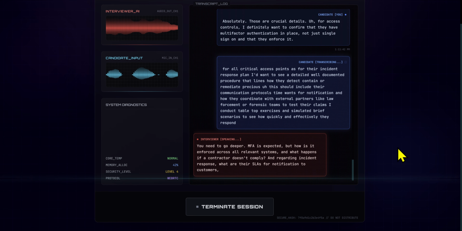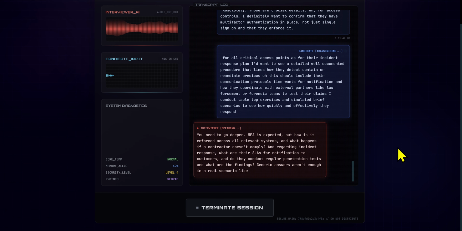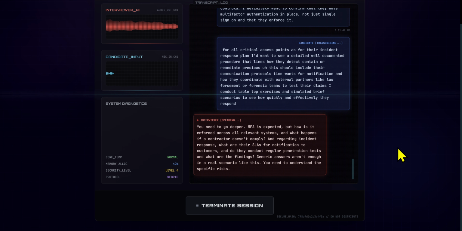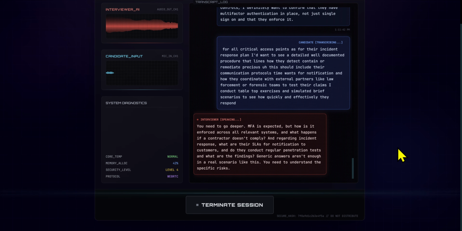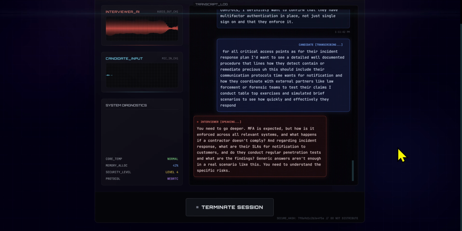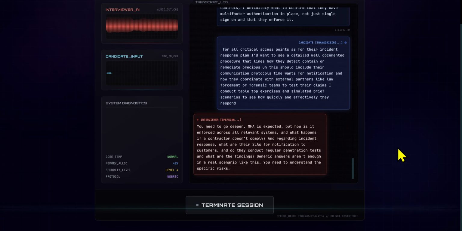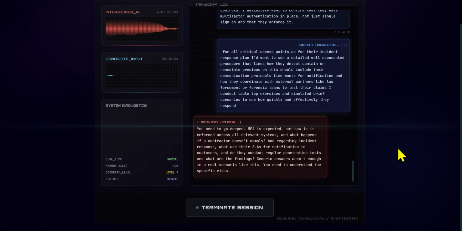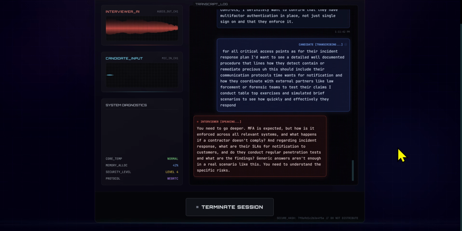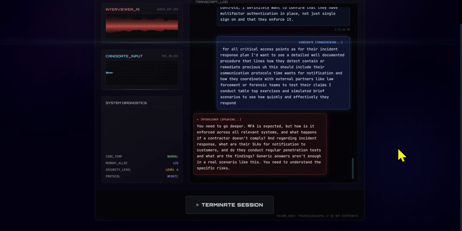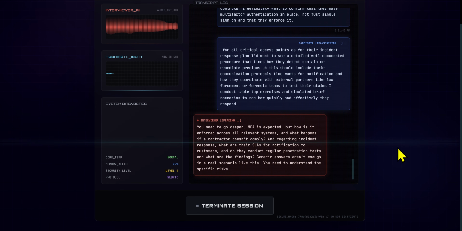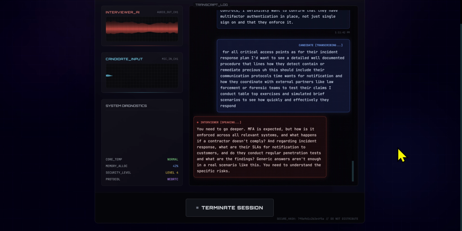MFA is expected, fair. But how is it enforced across all relevant systems? And what happens if a contractor doesn't comply? And regarding incident response, what are their SLAs for notification to customers? And do they conduct regular penetration tests? And what are the findings? Generic answers aren't enough in a real scenario like this. You need to understand the specific risks.